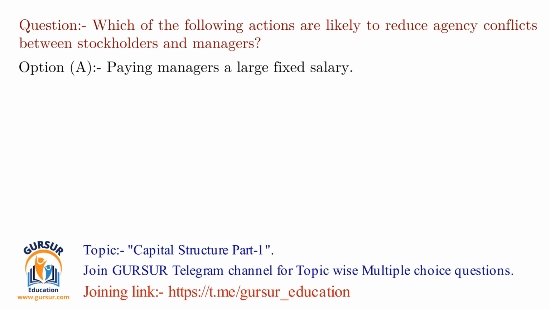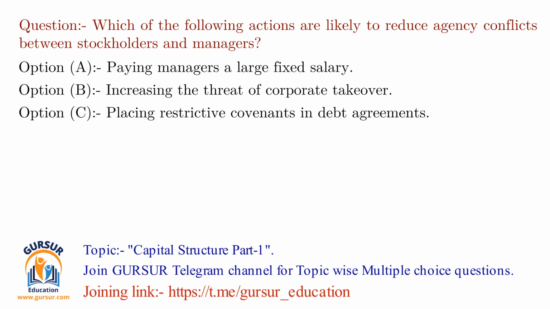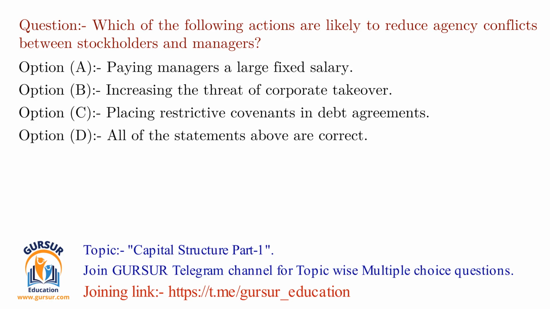Option A is paying managers a large fixed salary. Option B is increasing the threat of corporate takeover. Option C is placing restrictive covenants in debt agreements. And option D is all the statements above are correct. And your time starts now.